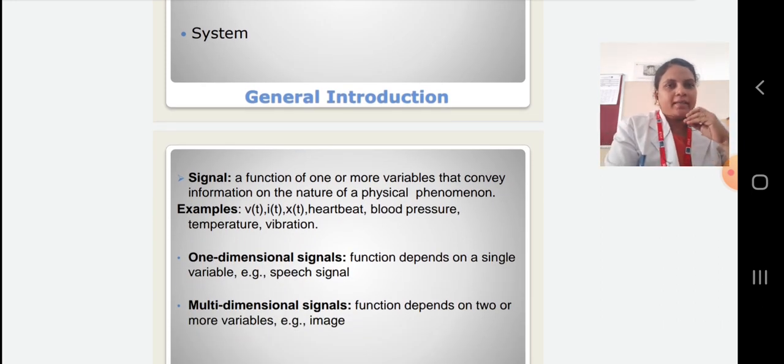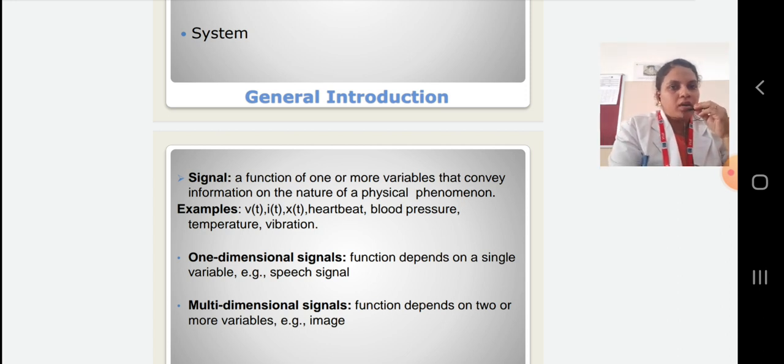First, what is a signal? A signal may be a one-dimensional or multi-dimensional signal. It carries some information, so it is known as a signal. A signal is a function of one or more variables that conveys information on the nature of a physical phenomenon. Examples of signals are a of t, i of t, x of t, that is heartbeat, blood pressure, temperature, vibration, and then images, videos. So all are examples of signals.